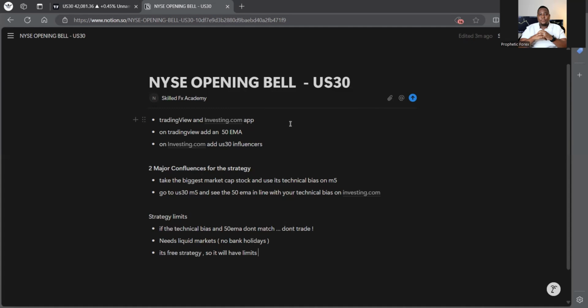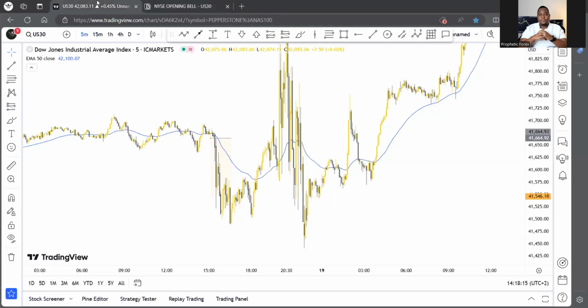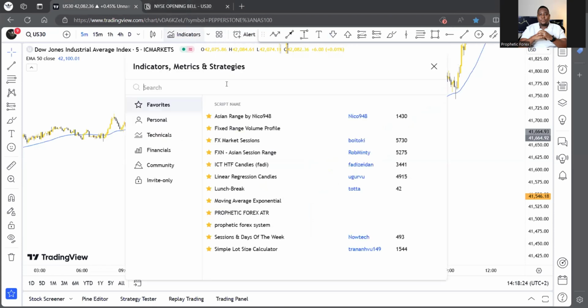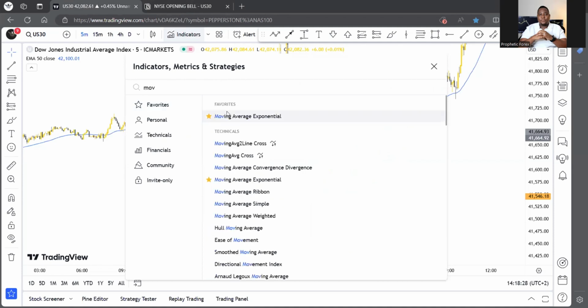And of course, what we need to set up here on your TradingView, I'm going to need you to add your 50 EMA. Then I'll explain as we go. Now, this 50 EMA, as you can see on my chart, I just switched now to my chart. You can go over here where it says indicators. You can just search and say moving average. When you search, you can see it gives you this. Moving average exponential, that's what you need.